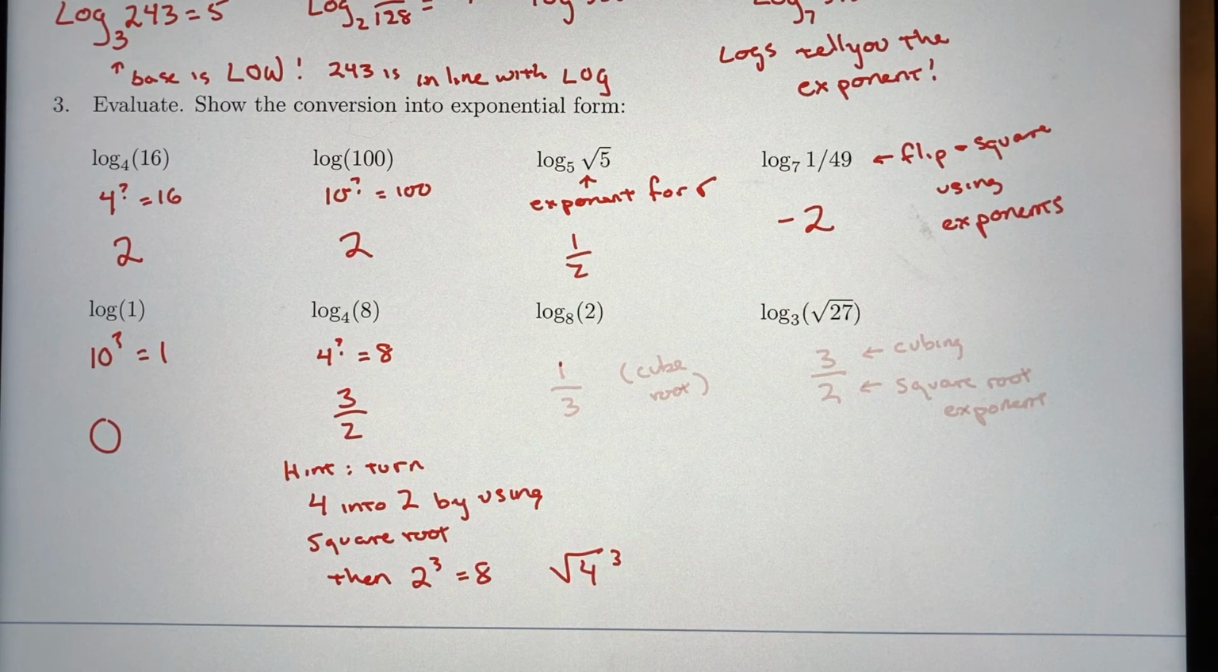Okay, speaking of which, if I just want to turn 8 into 2, I just need 1/3 for an exponent, cube root. So notice that log base 2 of 8 and log base 8 of 2 are reciprocals. Log base 3 of square root of 27, I need a half for the square root. And how do you turn 3 into 27? You cube it.